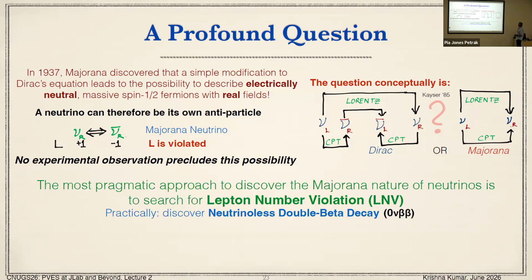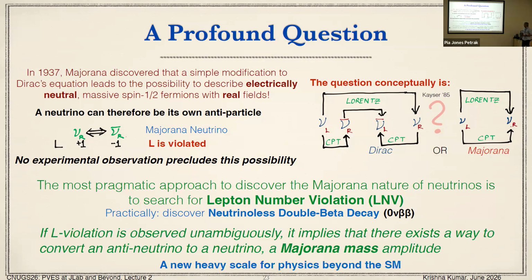The most pragmatic approach to discover this is to search for lepton number violation, right? The moment you have lepton number violation, it means there are Majorana neutrinos. And practically, it means neutrinoless double beta decay, which I'll explain. So if lepton number violation is observed unambiguously, it implies there exists a way to convert an antineutrino to a neutrino, a Majorana mass amplitude. And that also immediately means a new heavy scale for new physics. The moment you show a Majorana particle, people might argue that we still haven't broken the standard model because it just has massive neutrinos. But if you have a Majorana neutrino, you've broken the standard model.